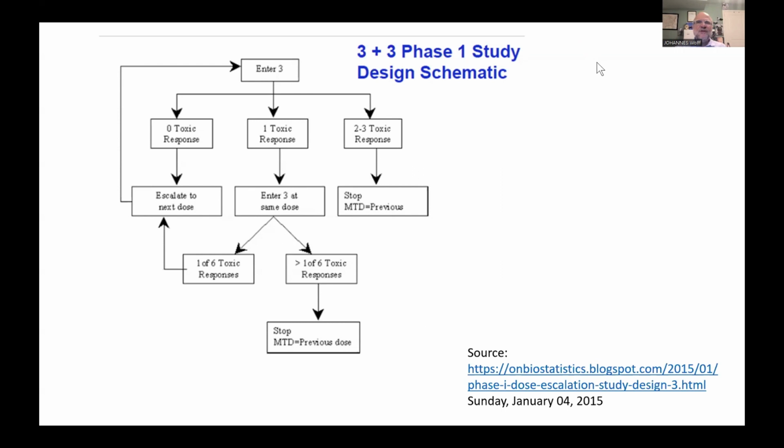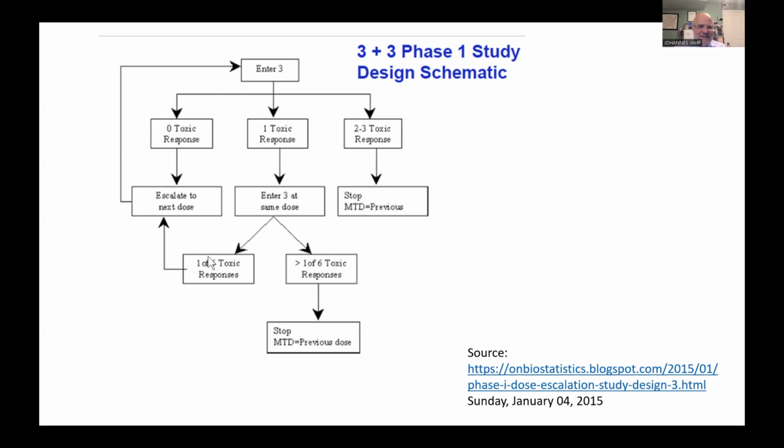Most protocols describe 3+3 design not only in words, but also in a schematic. This is a typical schematic how it is described. You enter 3 patients in a dose level. If there is no dose-limiting toxicity observed, the next step is escalation to the next higher dose level. If there is 1 dose-limiting toxicity among 3 patients observed, then 3 more patients are entered at the same dose level, 3 plus 3, ending with 6.